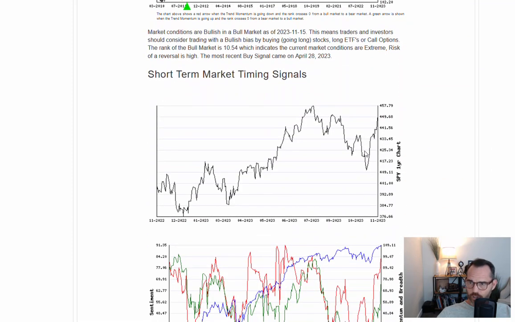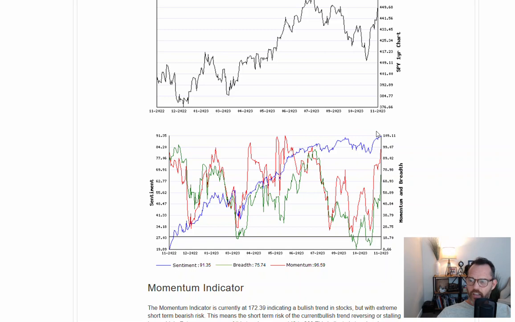We've also got some shorter term timing signals here, and when we get into that, I can decipher what this is saying for you, but it's looking at three different factors. We look at sentiment, breadth, and momentum combined, and it does actually tell us something that you'll be able to fully understand.